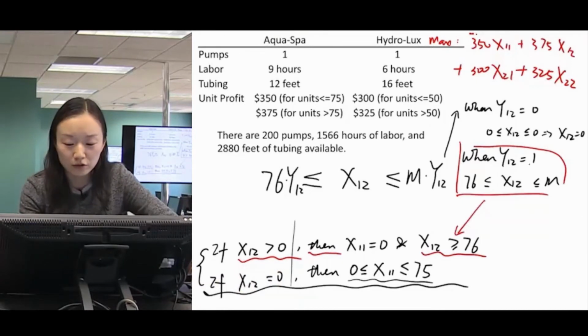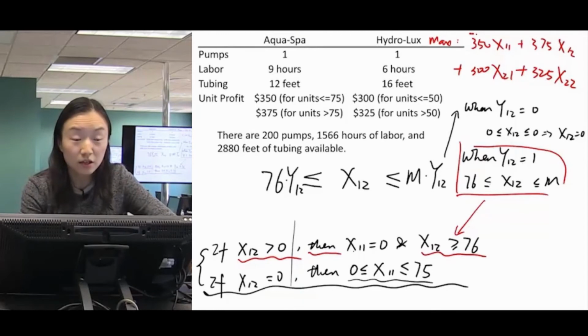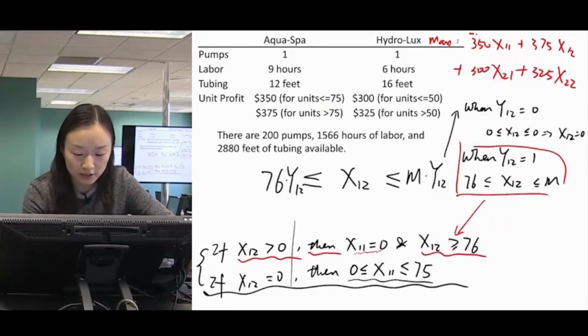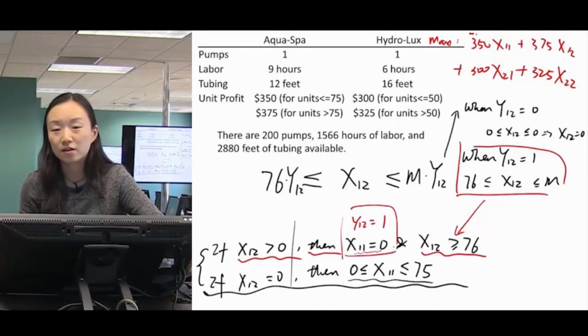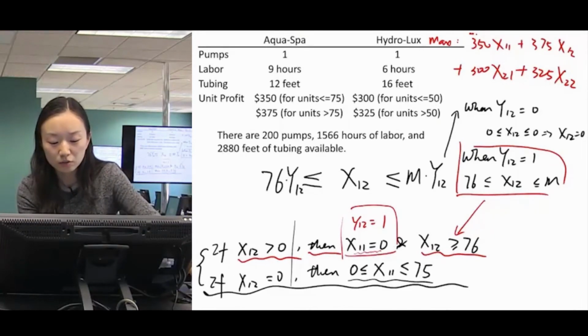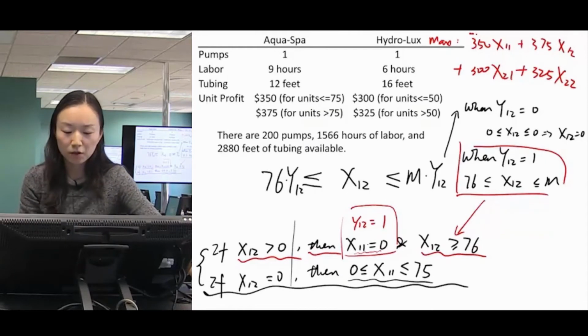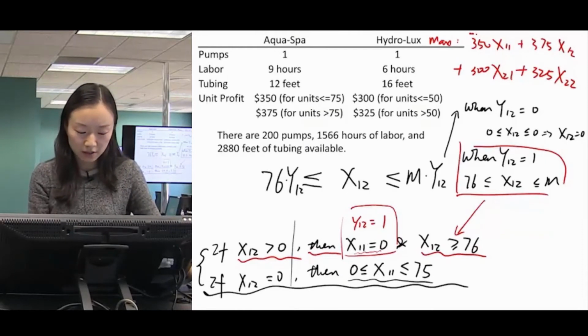Okay, and the reason we want to do it is that there is another thing we need to link later, which is x11 also needs to be equal to 0 in this case. So what we are saying is that y12 is equal to 1. This is a relationship that we're trying to link. We're going to link x12 with x11, using this y or another y. But when x12 is greater than or equal to 76, at this moment, this y equals 1. So we want to link them later. Okay, good. So we get one part done.